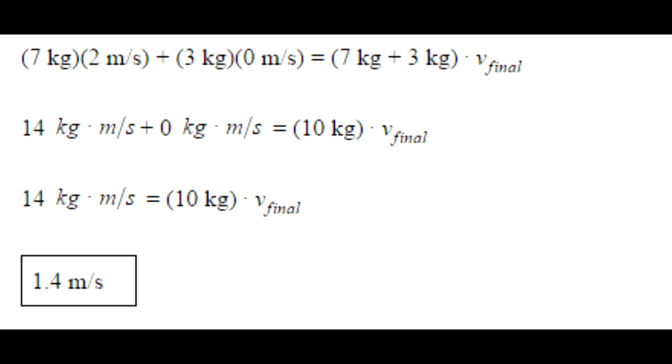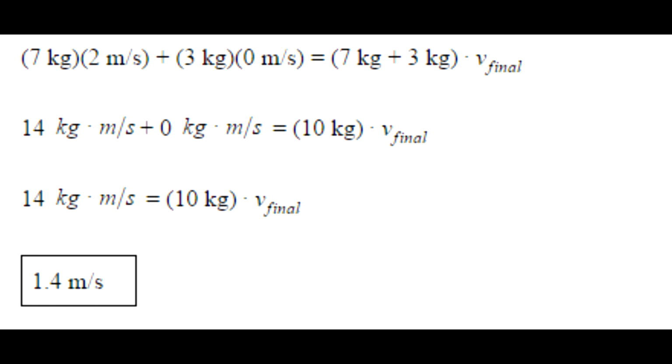7 kilograms times 2 meters per second plus 3 kilograms times 0 meters per second equals 7 kilograms plus 3 kilograms times the final velocity. When you simplify that, we get 14 kilograms meters per second plus 0 kilograms meters per second equals 10 kilograms times the final velocity. When we simplify that further, we get 14 kilograms times meters per second equals 10 kilograms times the final velocity. And when we simplify that again, we get our answer, 1.4 meters per second for the final velocity.